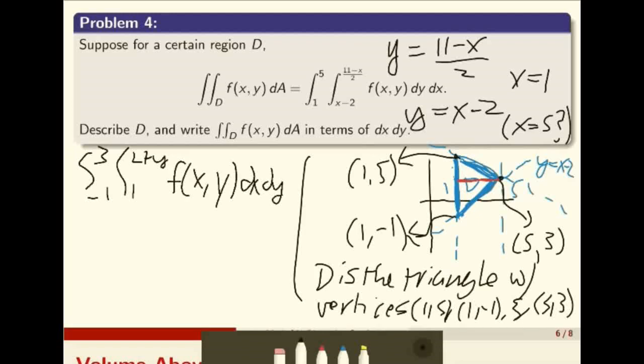Then we need to add an extra term accounting for the rest of it, where y is ranging from 3 all the way up to the maximum of y at 5. Here x is ranging again from 1 on the left, but now we're using the other boundary, the upper line. So here we need to solve this one for x, and we get x is 11 minus 2y.